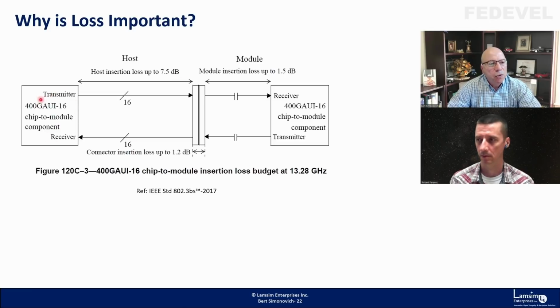And here's your one chip on, say, your motherboard or your board, and it has to go to a module, which is like a plug-in module for optical modules. They plug into these things. So the total loss of that channel from one end to the other is 10 point something dB, 10 and a half dB roughly.